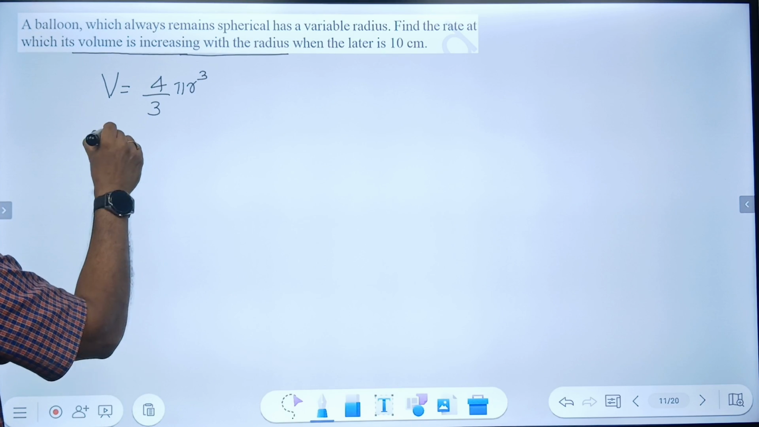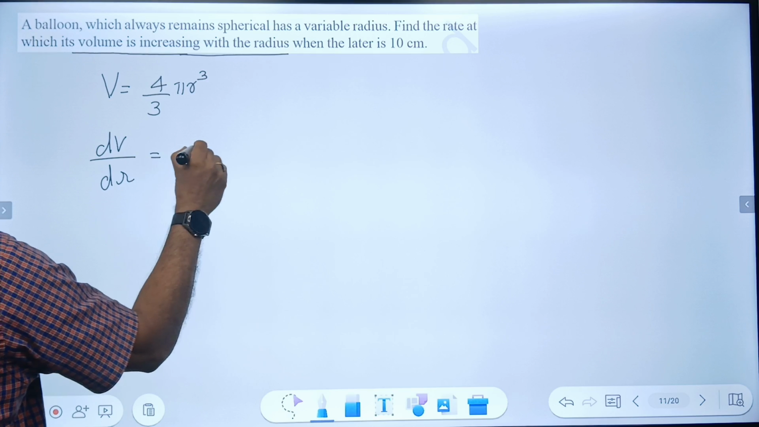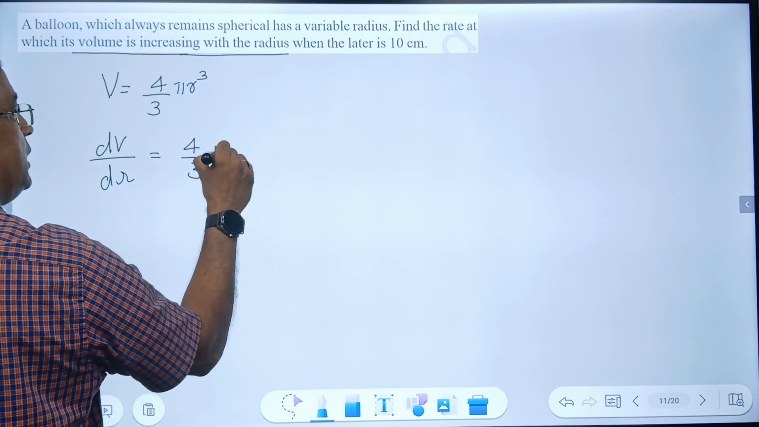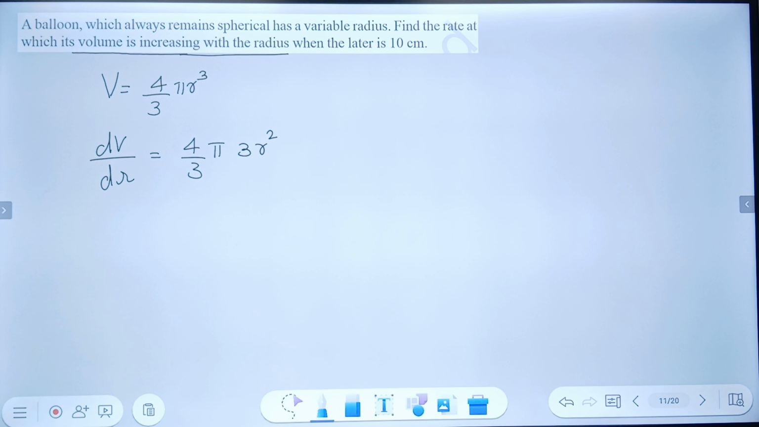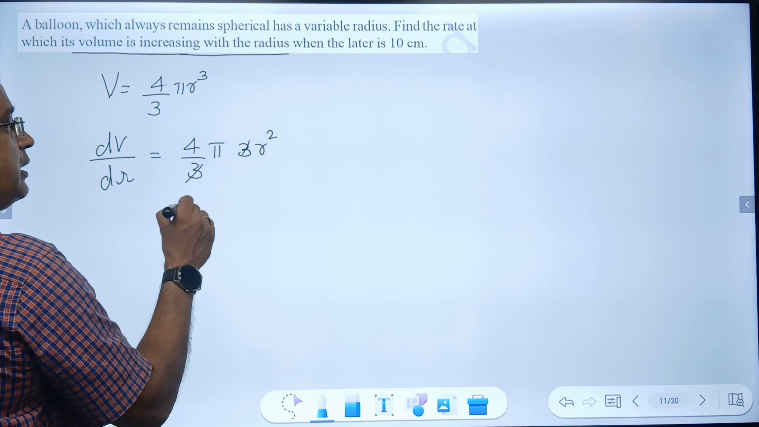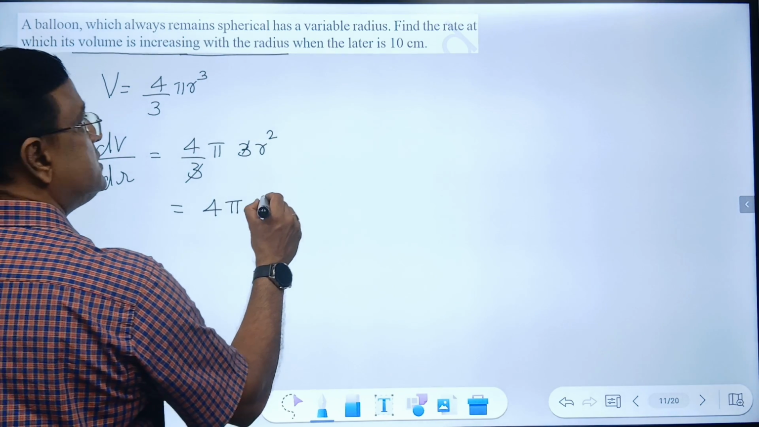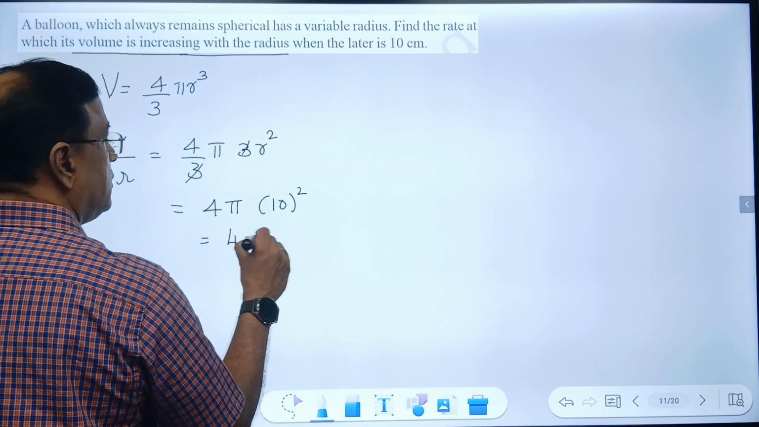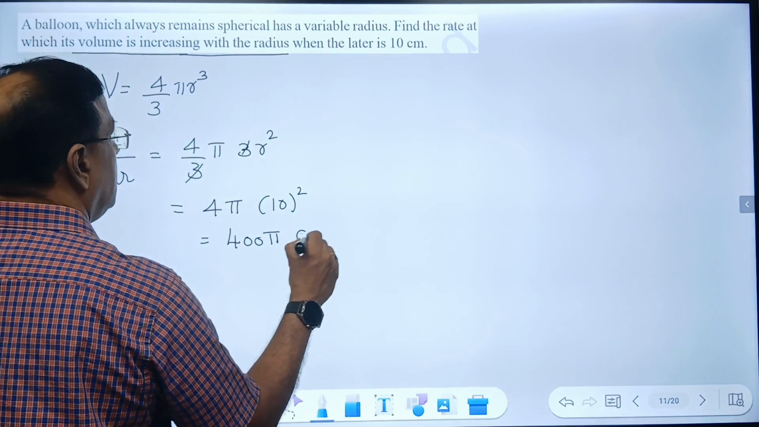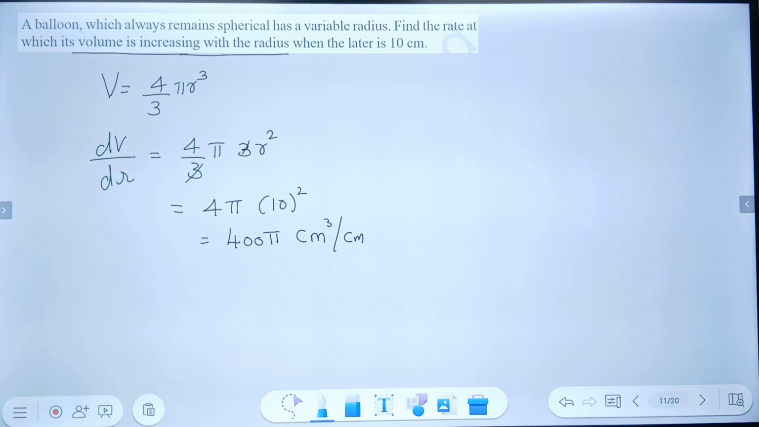So, he is not asking me to find dV by dt, but I have to find dV by dr, which is 4 by 3 pi, r cube is 3r square. I don't have to do dr by dt because I am differentiating with respect to r. So they get cancelled. I get 4 pi r square. r square is 10, so the answer is 400 pi centimeter cube by centimeter, which you can write as centimeter square.